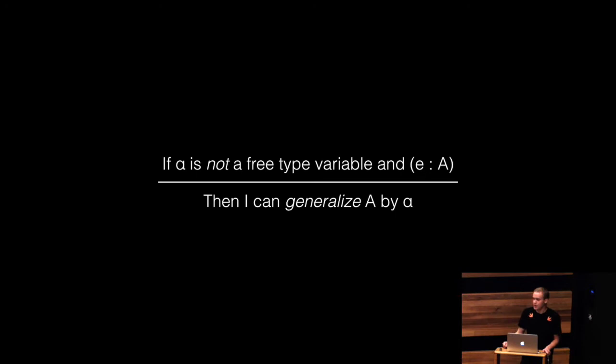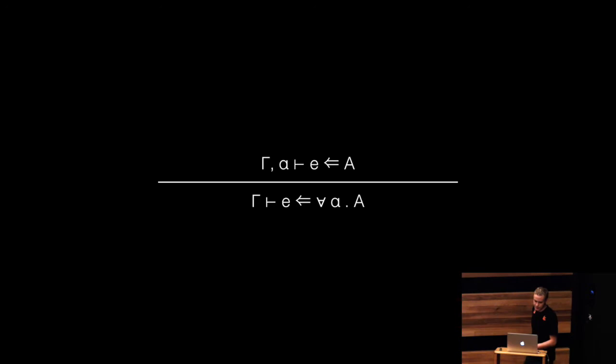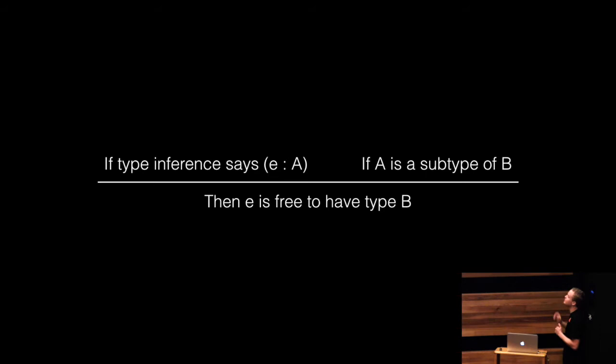And this is what that looks like when you use the standard notation. So let's use another rule here. If type inference says E is type A, if A is a subtype of B, then E is free to have type B. This is intuitive to you, right? This is Liskov substitution principle, which is a thing that you learn in object-oriented programming 101. This says, if I have a very specific thing, I can upcast to the general thing and keep using it. You know, I can replace general things by specific things. That's all encoded in this rule.